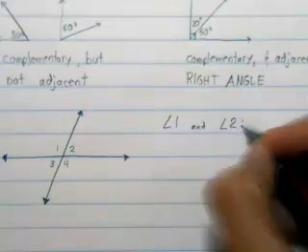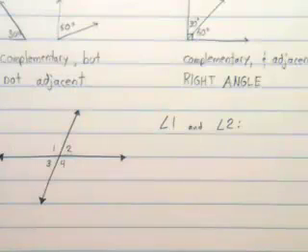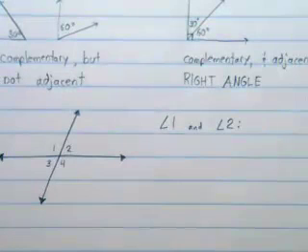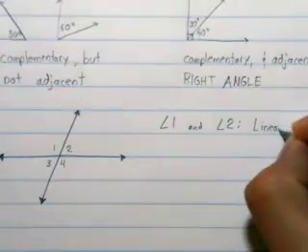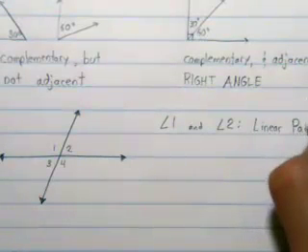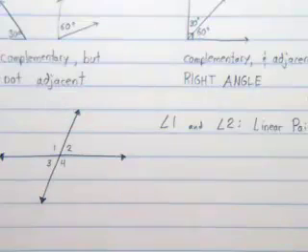So how do you classify angle 1 and angle 2? Those two angles taken together are what? They're a linear pair. And there are 4 linear pairs in that picture, right? I'm not going to write them all down, but can everybody see all 4 pairs as you go around?